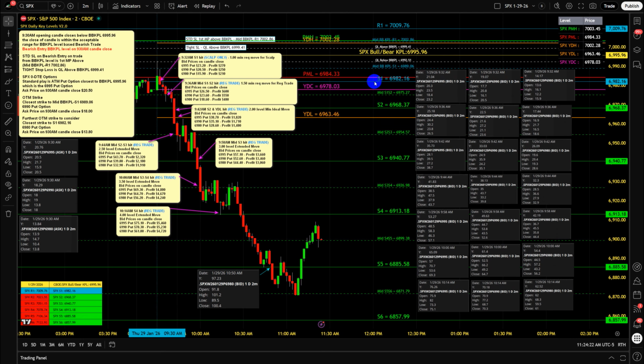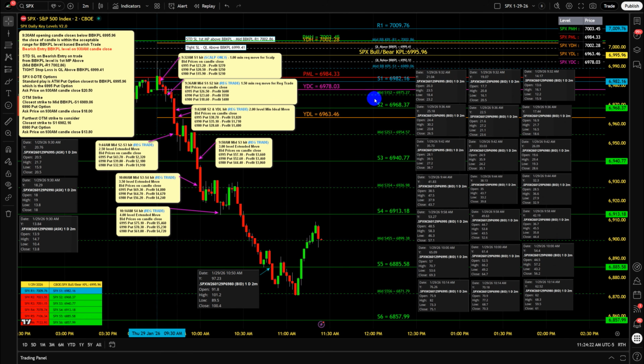If you were taking a bearish trade off of S1 as an example, then the standard stop loss would be the first midpoint above. Tight stop loss would be, you would turn on the tight stop loss if you prefer to use that, and you would turn on the tight stop loss, which is the QL above S1.